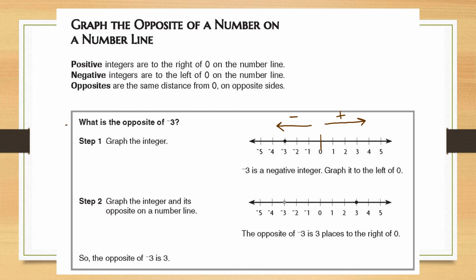What is the opposite of -3? Graph the integer. Here is -3 on our number line. -3 is a negative integer. Graph it to the left of 0.